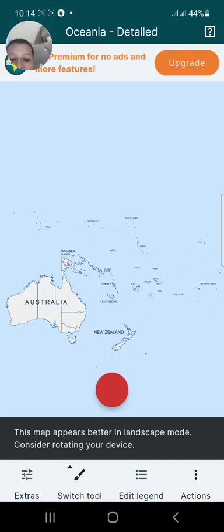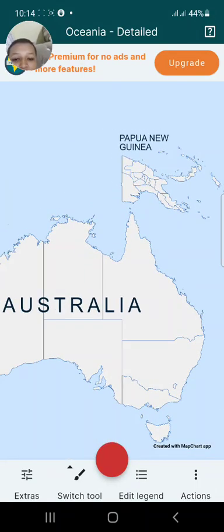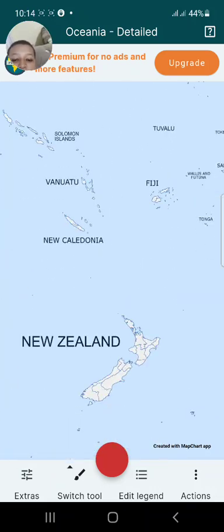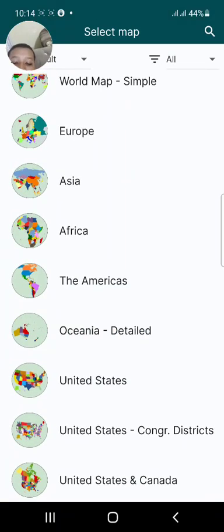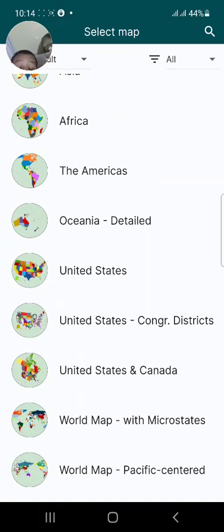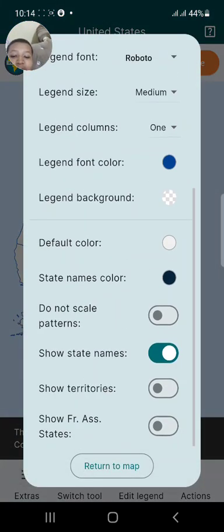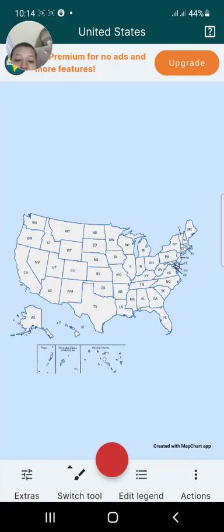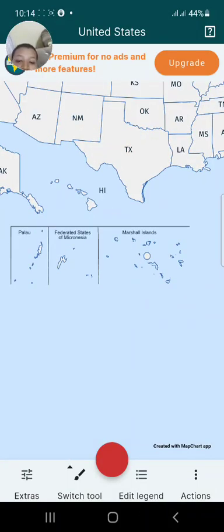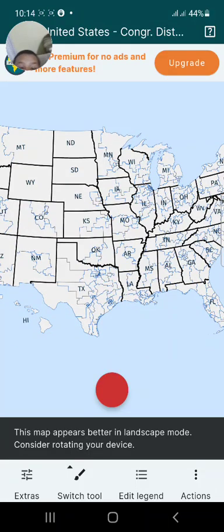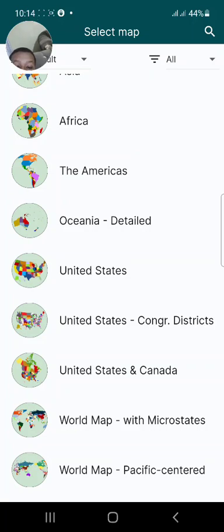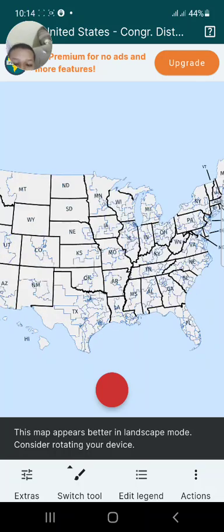There's Oceania detailed, showing Australia's regions, Papua New Guinea's regions, New Zealand's regions, and the many islands that I have some trouble with. The US states. We can also add associate states. The US Electoral College. No, not the Electoral College. I mean congressional districts.